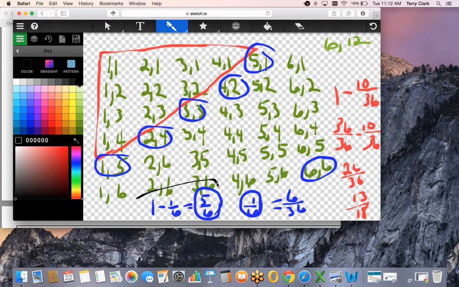This one right here is the ones that are not divisible by 6. So this was our answer right here, 5/6. But in order to come up with that 5/6, instead of figuring out all the ones that were not divisible by 6, we figured out the ones that were divisible by 6.